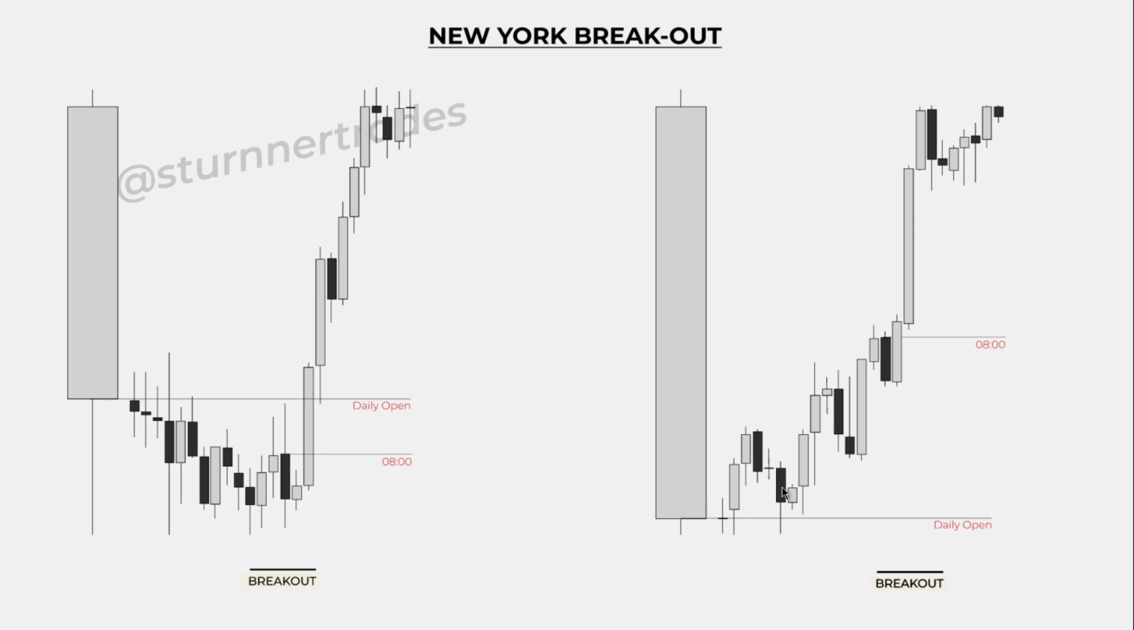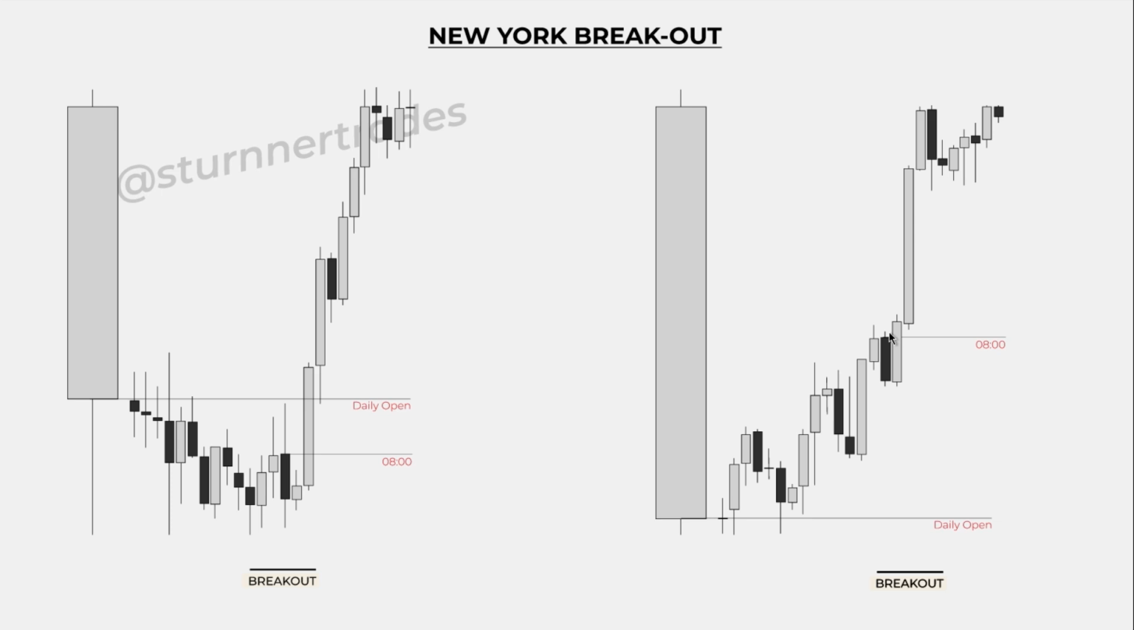And also, sometimes the expansion even begins early in Asia or London without any real low of the day. And coming into New York, we expect the expansion to continue higher without price returning to set a deeper low. This gives a clue that the market does not have enough time to create the low.